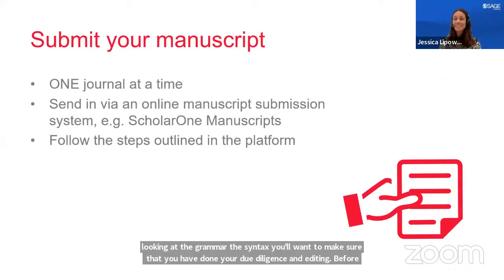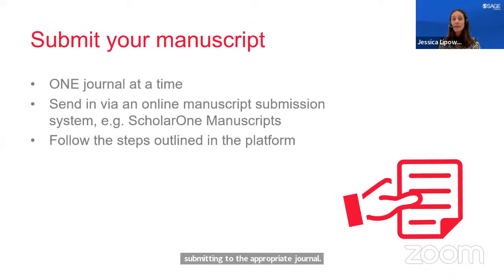Best practice is to submit to one journal at a time. You'll send that in via the online manuscript submission system. Sage uses ScholarOne Manuscripts, what we call Sage Track, and then you'll follow the steps outlined in the platform.